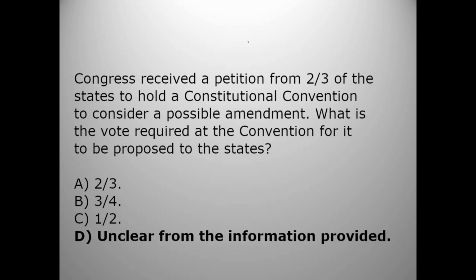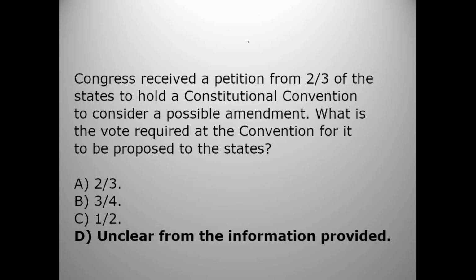2/3 is the required percentage for the petition to Congress, which has already been done, or for 2/3 of each House of Congress to propose an amendment to the states. That's not the case here. 3/4 is the number of states that have to ratify the proposed amendment in order for it to become part of the Constitution, either by legislatures or by conventions within the states. 1/2 is a tie, so we don't like that one at all.